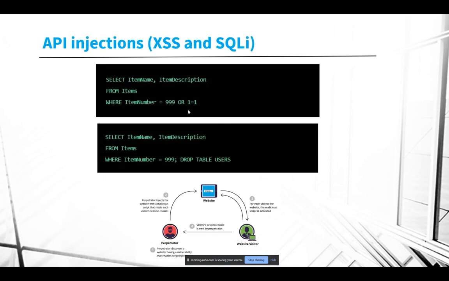The second one is API injection. API injection can be SQL injection or XSS. In SQL injection, whenever you are having a query, say you want to get the item number 99, they can put in an additional condition, like OR 1=1. In this case, they will get all the data from the item table. Similarly, in the second example, they are deleting some other table. These things can happen using SQL injection.